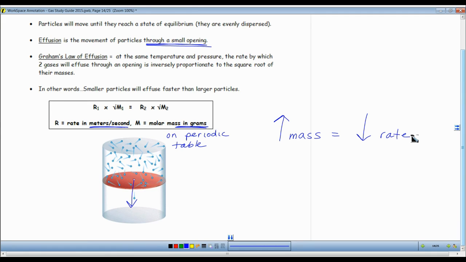Now, by saying inversely proportionate, our equation looks kind of like another inversely proportionate relationship that we've looked at in the past. Boyle's law.